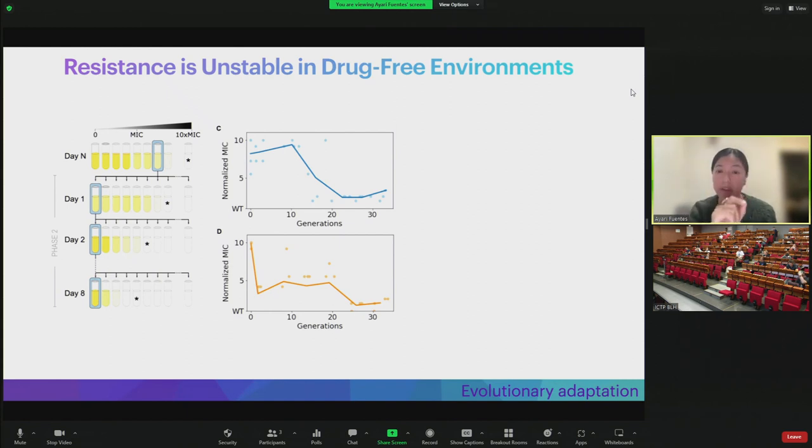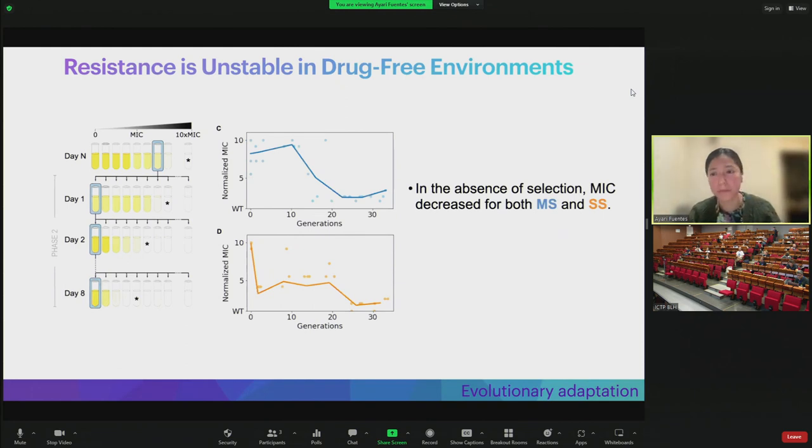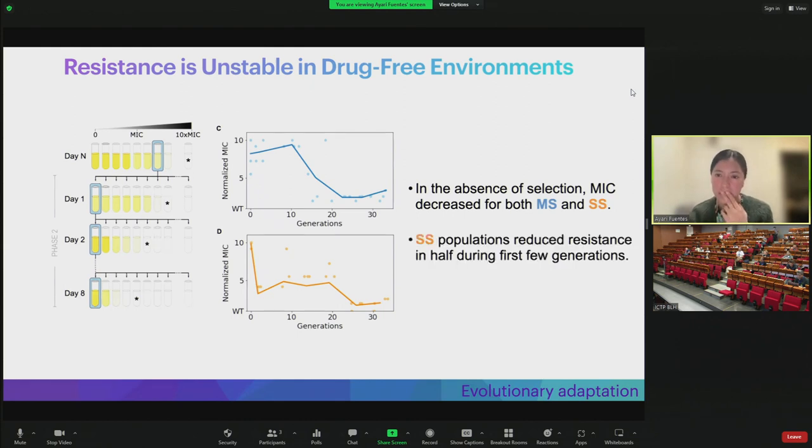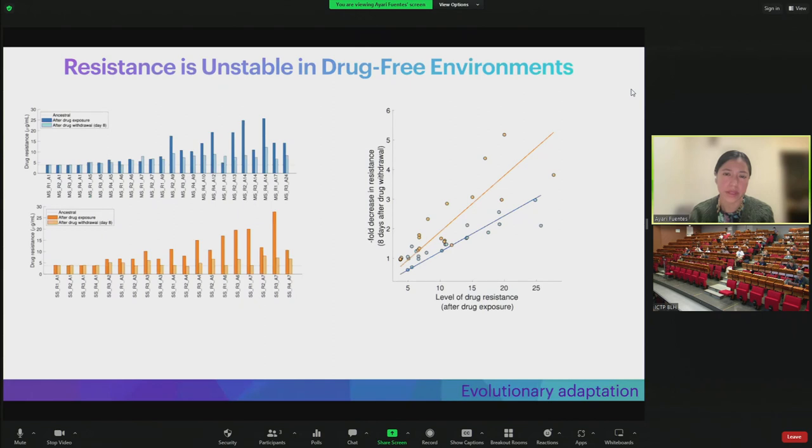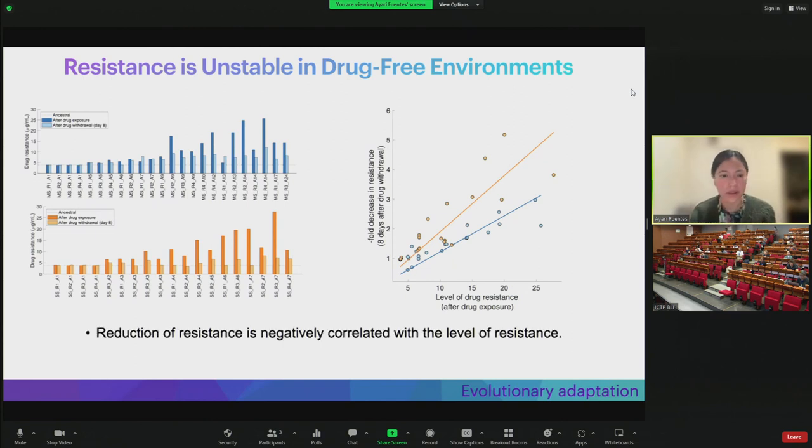The resistance is lowering, but at a small rate. So also for mild selection, the population is not completely naive as we see in the strong selection. This is again very similar to what we have in the model. And what we see here, as I already told you, is that the reduction of resistance is also negatively correlated with the level of resistance.